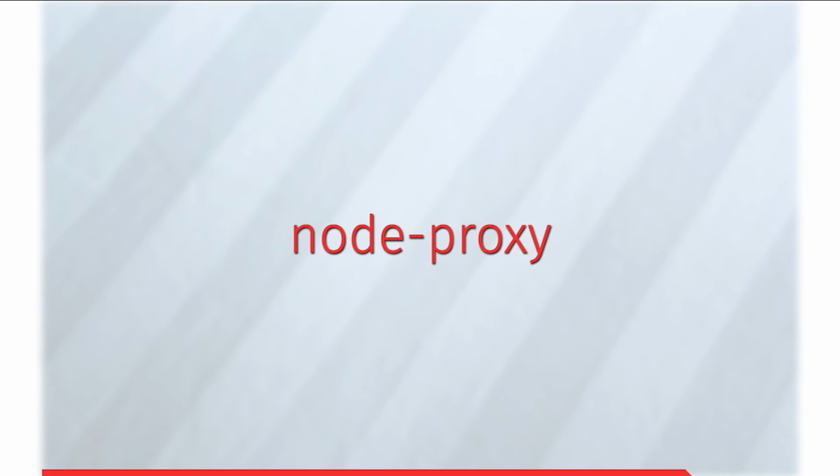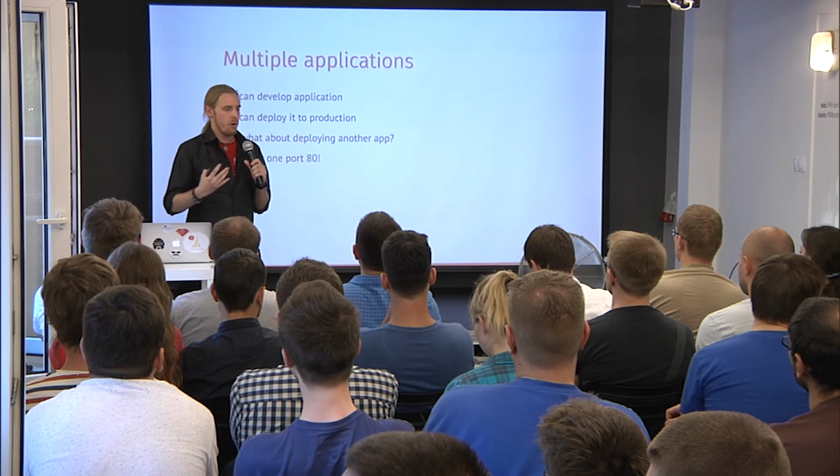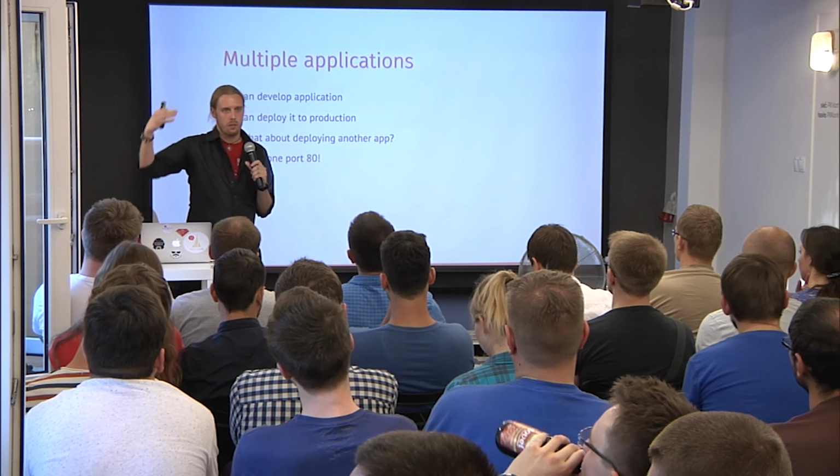And the last tool I want to tell you about today, the Node proxy, the one with code. Okay, so we have this situation right now. We know how to develop our application. We know how to put it on production. But this is only one application. What if I want to have multiple applications on my server, right? Let's say there are web applications, web servers. Each of them wants to run on port 80. But I can only have one port 80 available outside to the world, right?